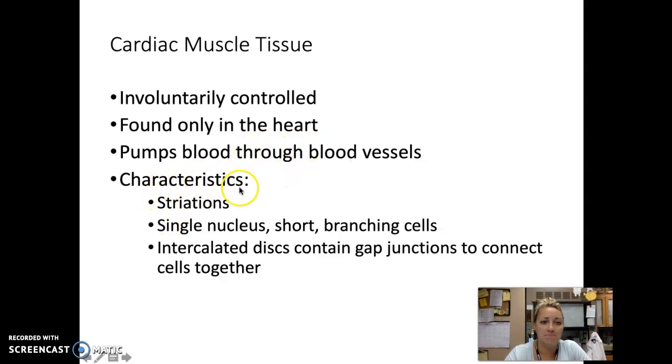And then for characteristics, we've got the striations again. It has regular units of cells, and so we form those striations. There's only going to be one nucleus in each of the cells. And then these cells are going to be branching. That's going to be the big thing along with this next one. This is one of the main things that helps you identify it versus skeletal muscle, is that they will branch. And then the last part being these things called intercalated discs. These are little junctions between one cardiac muscle cell and the next one, and it helps electrical impulses move faster through heart tissue.